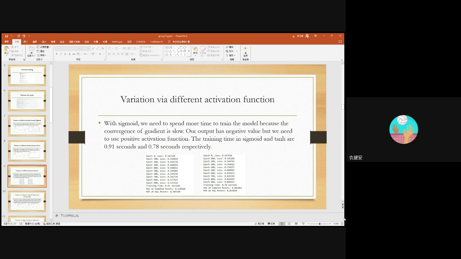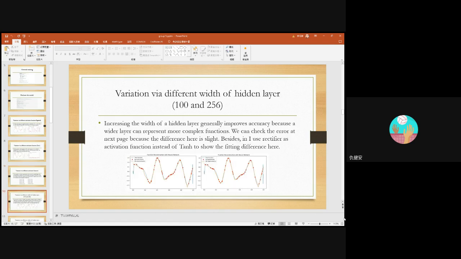Next page. We also explore the impact of hidden layer width. Increasing the number of neurons generally improves accuracy, as a wider layer can capture more complex functions. Here we use a rectifier activation function to illustrate the difference in fitting performance.